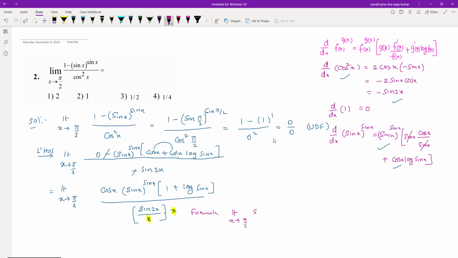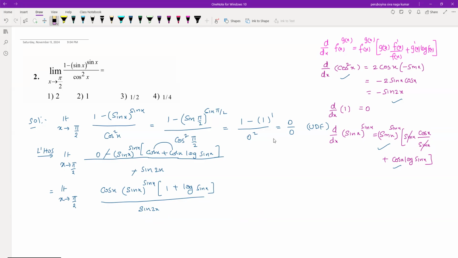Pi by 2 sin 2x, sin 2x by x. Okay. Or leave that formula. We are not going to do this operation. And this operation I'm also removing because it is not 0. It is pi by 2, right?